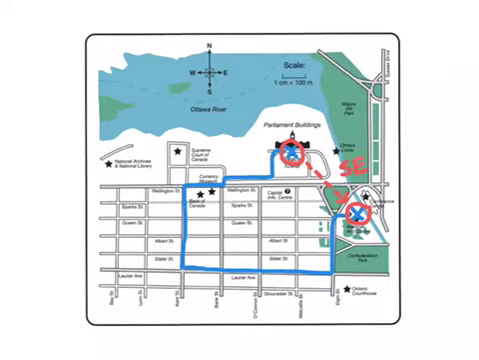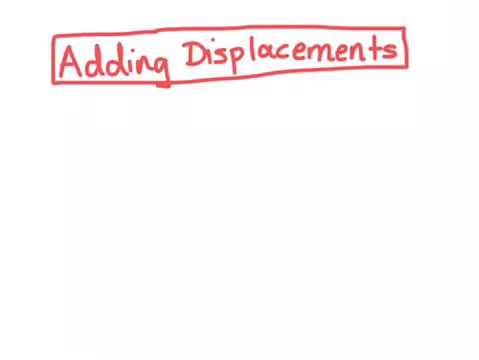And we could measure the displacement vector and then using this scale determine the actual distance between the Peace Tower and the National Arts Centre. Sometimes in a question, you'll be asked to add displacements up.